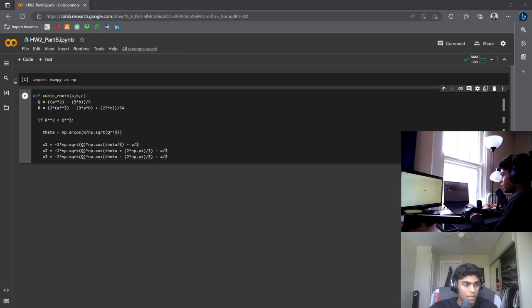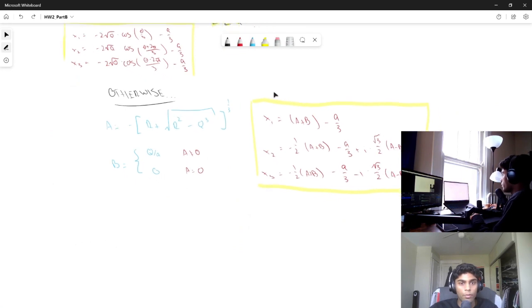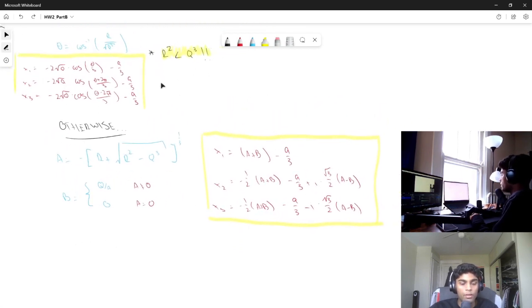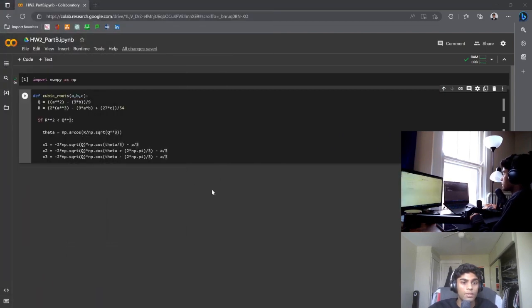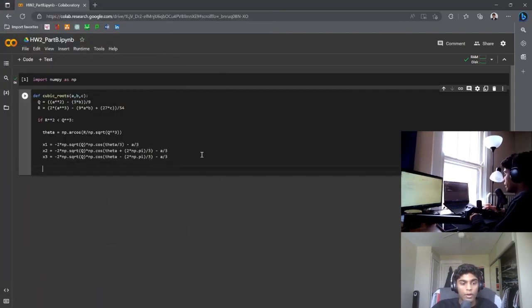However, now we have this other situation to deal with here, where we have the opposite. If r squared is not less than q cubed, instead q cubed is greater than r squared. So we're going to have to go through, calculate this a value. Based on that a value, we'll have a b value, and based on that, we're going to find these 3 roots. So let's go ahead and do that part next. So let's go get our else statement.